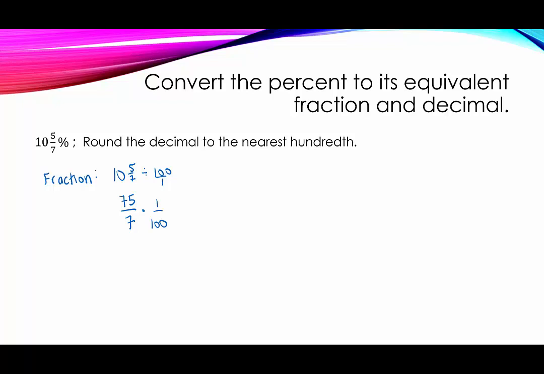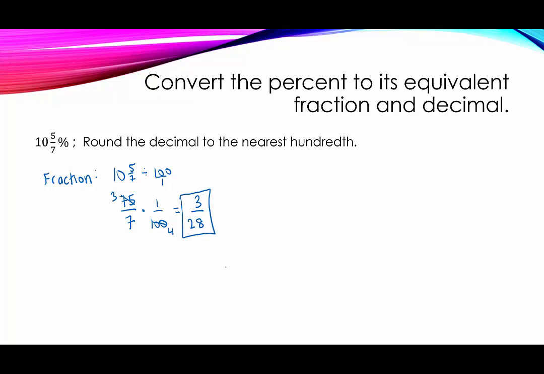Before I multiply, I do like to simplify first. 75 and 100 have a common factor of 25. 25 goes into 75 3 times, and it goes into 100 4 times. Now I can multiply straight across, and I get my fraction to be 3 out of 28. And that would be it. So for the fraction, again, what we need to do is rewrite the mixed number as an improper fraction. And then, since we do have a fraction already, rewrite the division as multiplication by multiplying by the reciprocal. The reciprocal of 100 would be 1 over 100.